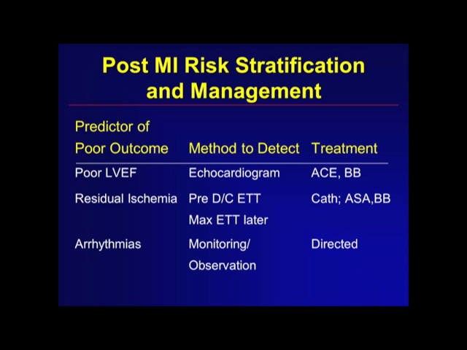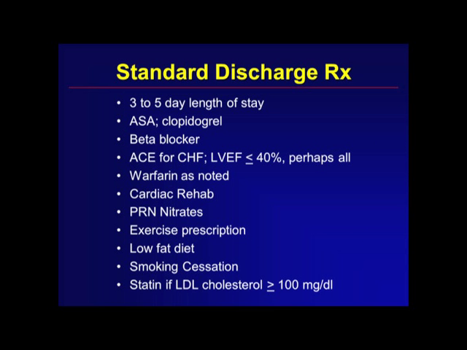They all get aspirin and beta blocker. We find arrhythmias by monitoring or their symptoms and direct therapy depending on what it is. Depends on what it is. So the standard discharge today, standard treatment, most patients with a heart attack are going to be in the hospital 3 to 5 days. They're going to get aspirin and clopidogrel. They're going to get a beta blocker. Selected patients are going to get an ACE inhibitor. We talked about the AFib patients or LV clot. They'll get warfarin.